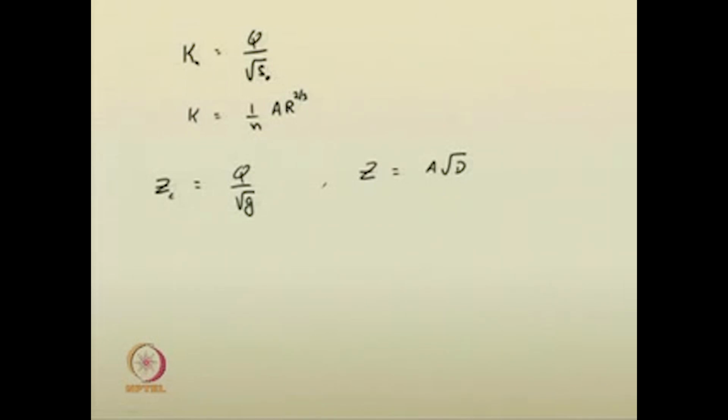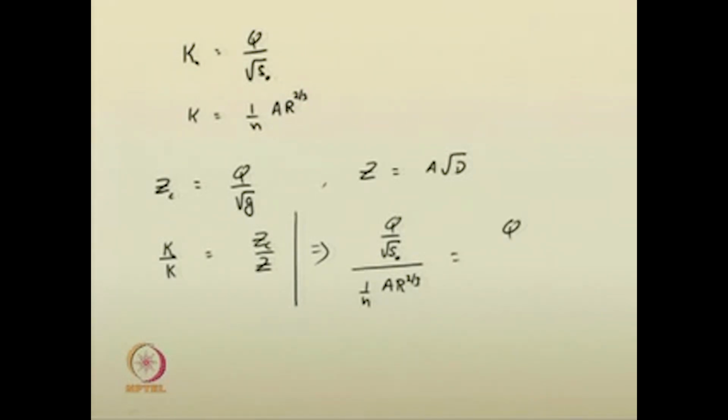So, this is the section factor for critical flow, this is the section factor for the actual flow, this is the conveyance factor for normal flow, and this is the conveyance factor for the actual flow, actual depth existing. So, the ratio Kn by K is equal to Zc by Z can be written as Q by root S naught by 1 by n A R to the power of 2 by 3.